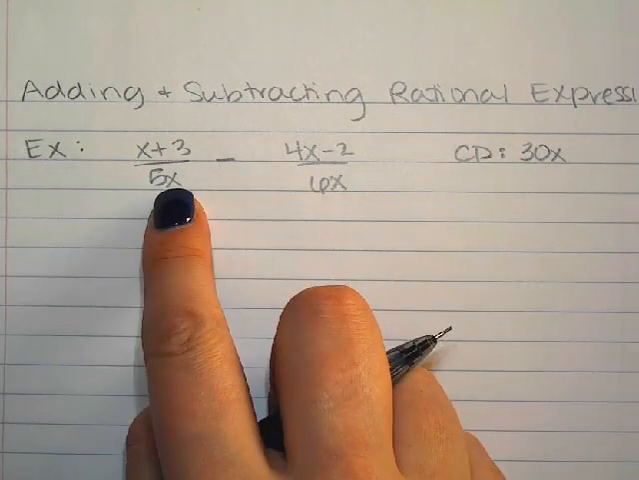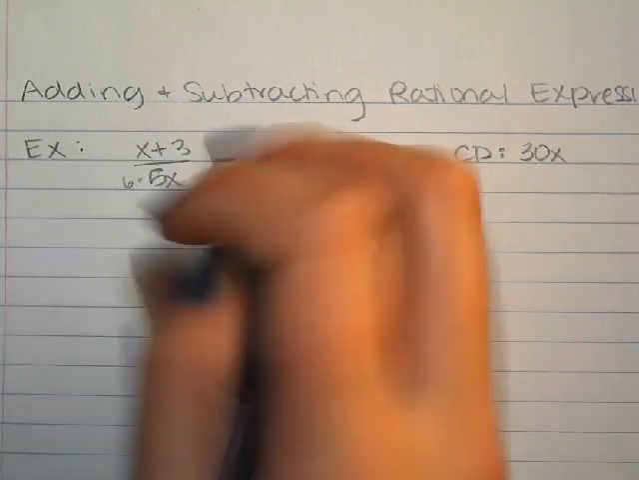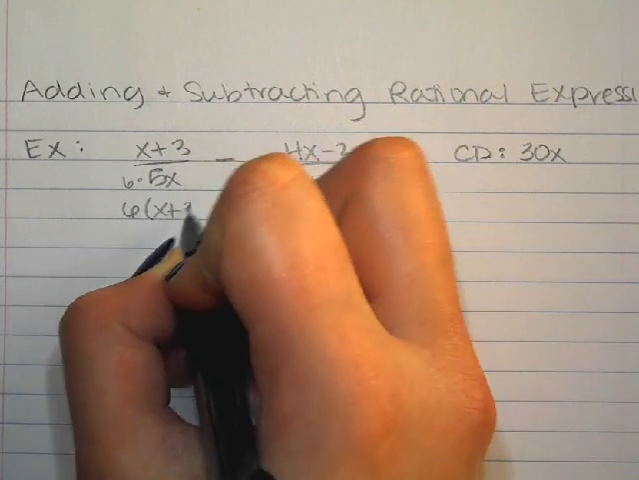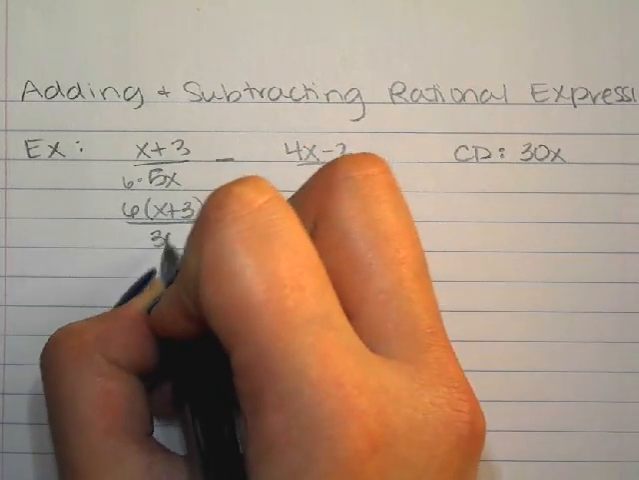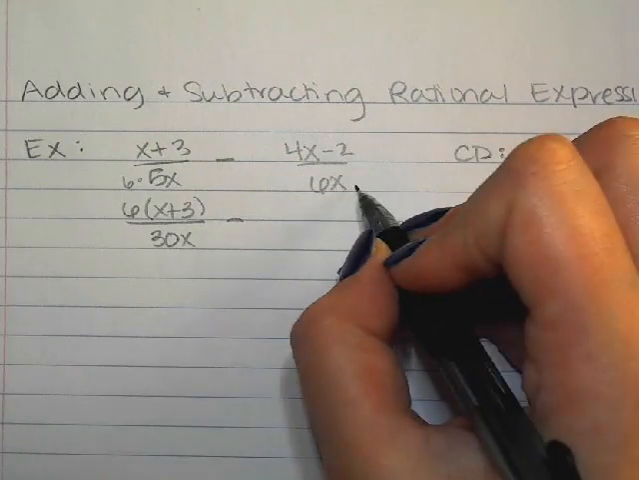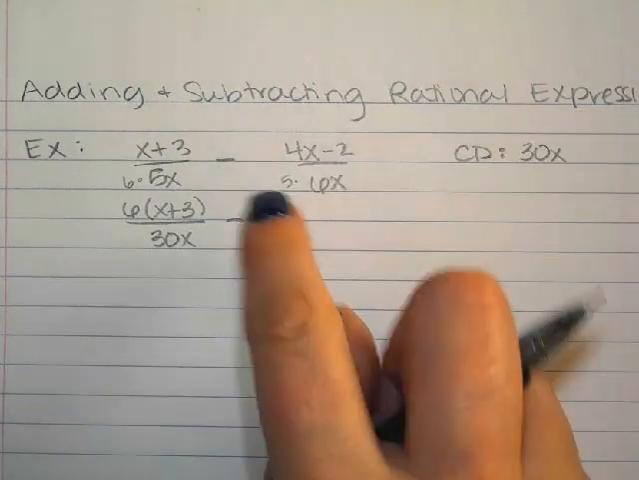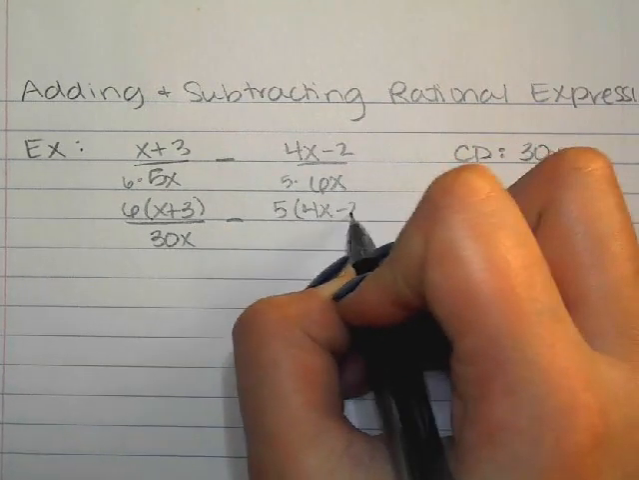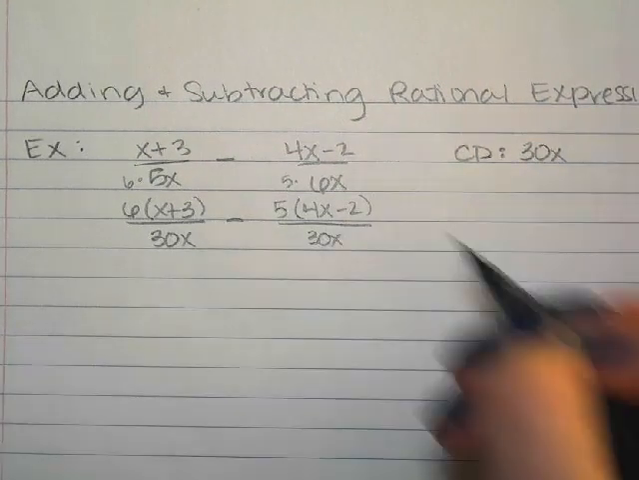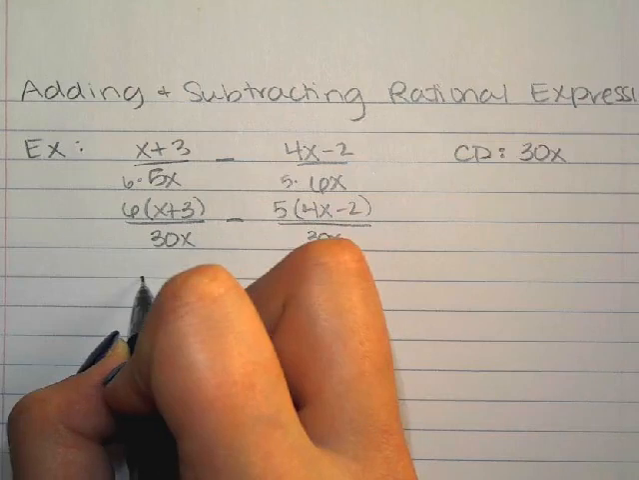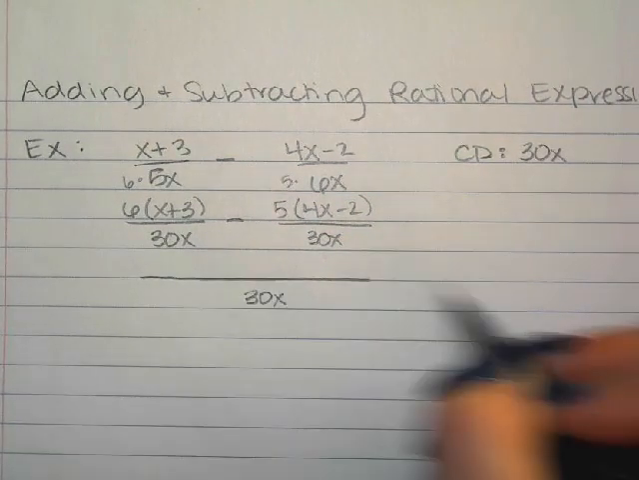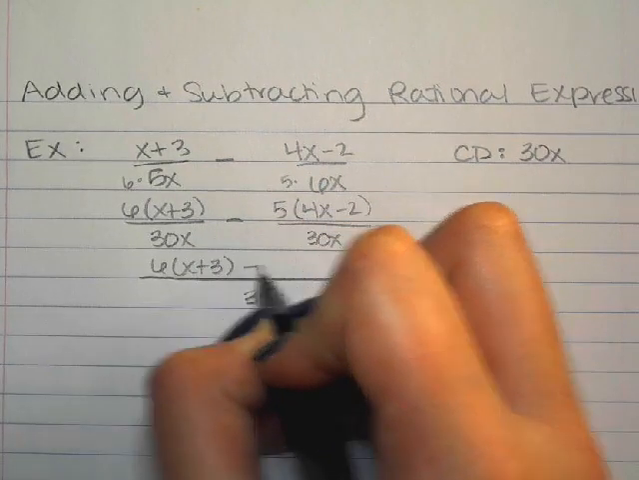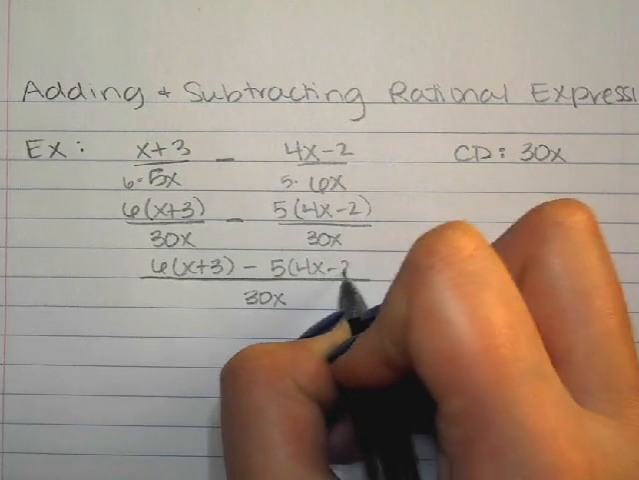So that means that my first fraction is going to have to multiply by a 6 to make sure that common denominator is there. So I'm going to say 6 times (x plus 3) divided by 30x minus, and then over here, this has to multiply by 5 to get that 30x. So minus 5 times (4x minus 2) over 30x. All right, so now I can go ahead and write this as one fraction with that common denominator of 30x. So I have 6 times (x plus 3) minus 5 times (4x minus 2).